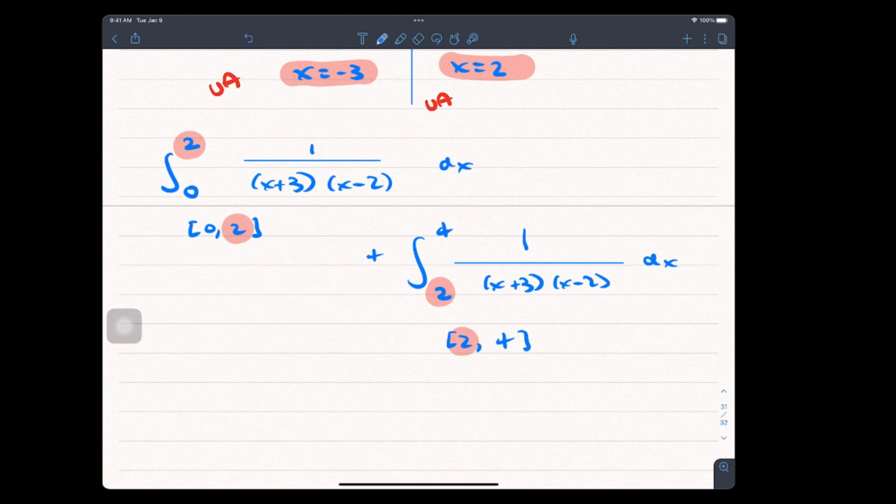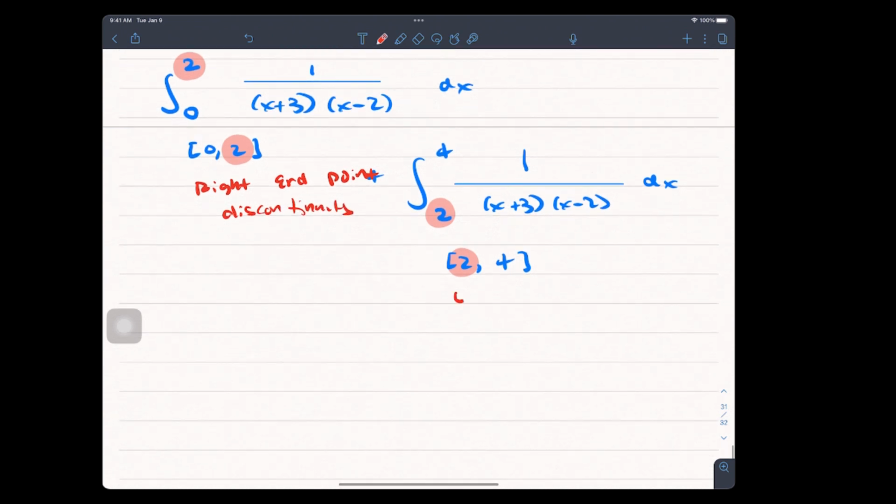What do you guys know about this one here? What do we say? You have a right what? Endpoint discontinuity. And then over here, you have a left endpoint discontinuity.